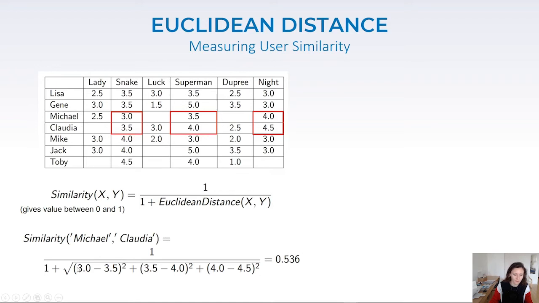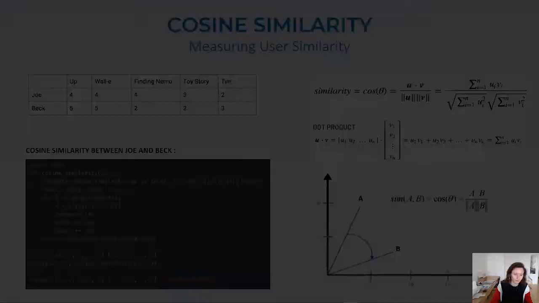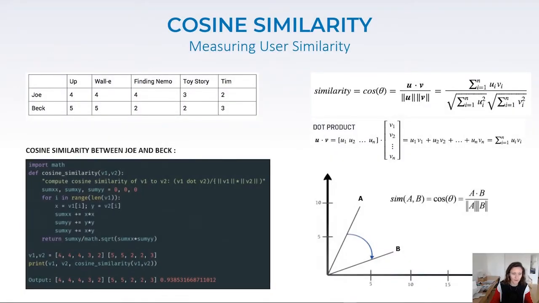We will analyze, for example, for Snake, the difference between what Michael indicated as a rating, so 3, minus what Claudia indicated as rating, 3.5, and so on for other ratings. At the end, we have a score that indicates how similar Michael is to Claudia. Another method is cosine similarity. This is an example in which we want to analyze how similar Joe is to Beck. In this method, we basically use the dot product to calculate the cosine similarity.